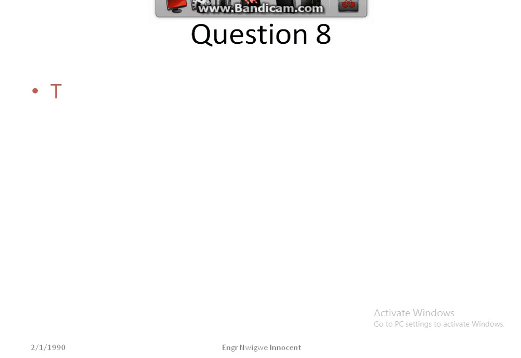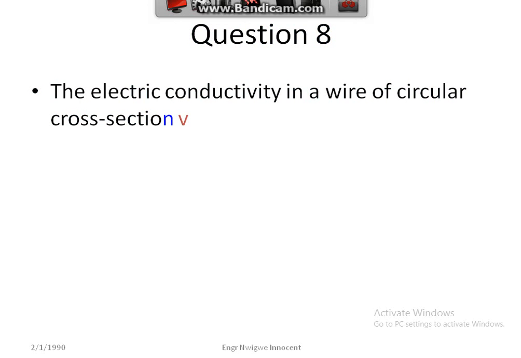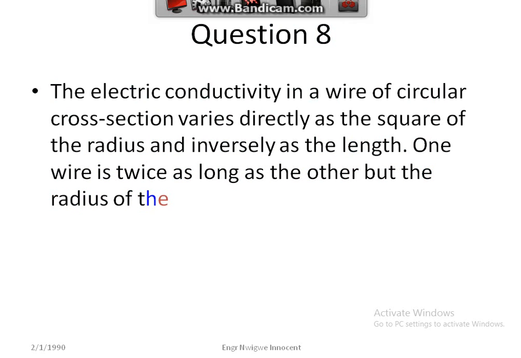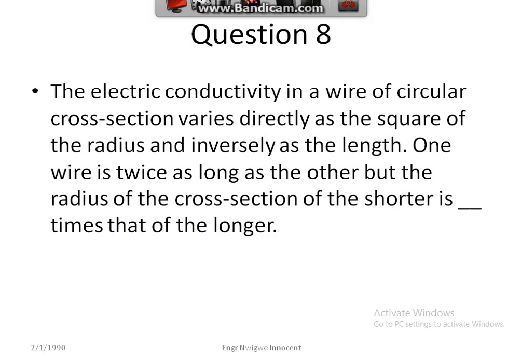Question 8. The electric conductivity in a wire of circular cross-sectional area varies directly as the square of the radius and inversely as the length. One wire is twice as long as the other, but the radius of the cross-section of the shorter is 3/2 times that of the longer. Find the ratio of their conductivity.